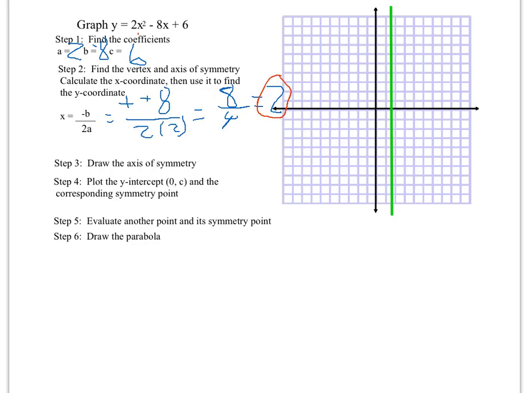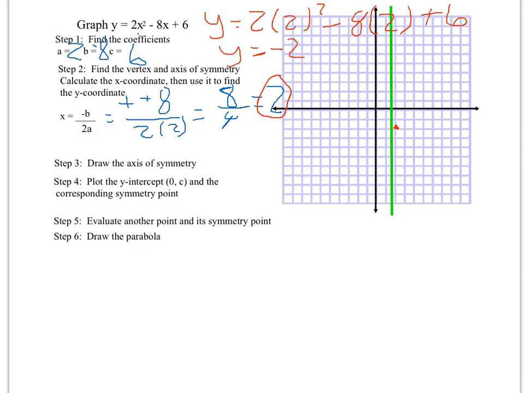So y will equal, and don't forget to put your parentheses in, it'll just help you along the way. So 2 times 2 squared minus 8 times 2 plus 6. So you can go ahead and plug that into your calculator all at once, and that will give us negative 2. So now we can go ahead and plot a point of where this vertex is. It's at (2, -2). So again, we already know the x-coordinate. Now we just come down to the y-coordinate and plot our point right there.